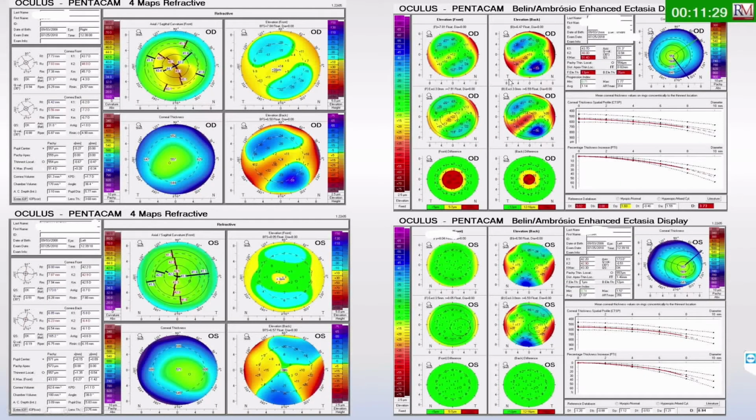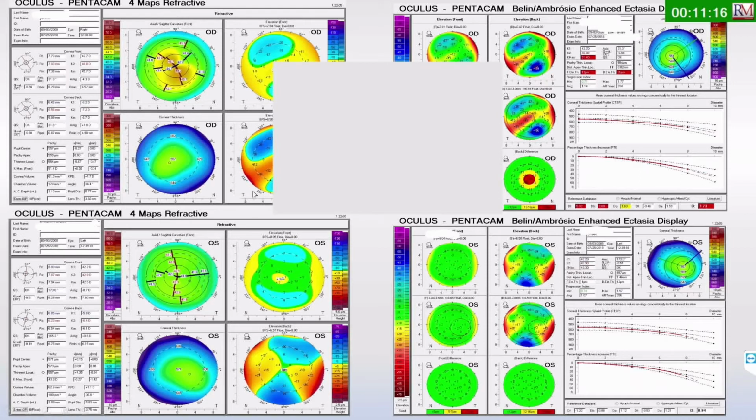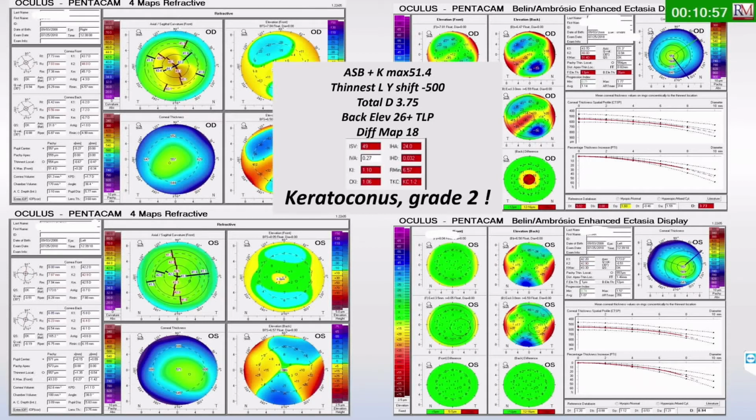Now this is the Pentacam done at the first visit. As we can see for the OD, there's an asymmetric bow tie while the OS is completely normal. Other variables: the Kmax was 51.4, and the thinnest location with Y shift was more than 500 microns. The total D was 3.75 and the back elevation was plus 26. So actually the patient was diagnosed as keratoconus grade 2 in the OD, while the OS was completely normal.